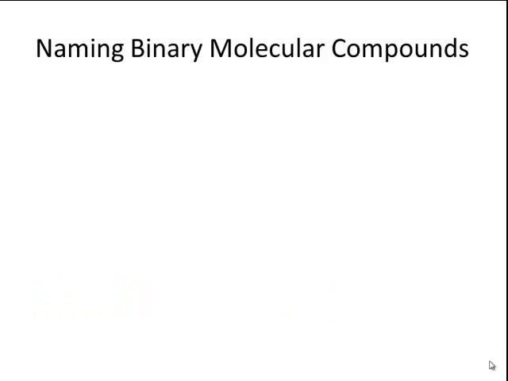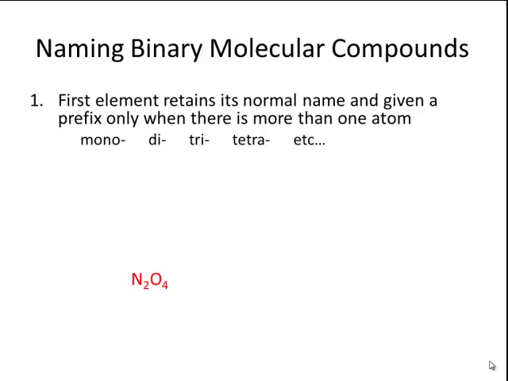Naming binary molecular compounds is a lot more simple than naming ionic compounds. Remember that molecular compounds are compounds that contain only nonmetals. So the first element in the binary compound is going to retain its normal name and is given a prefix, but it's only given a prefix if there's more than 1 atom. Now the prefixes that you use include mono for 1, di for 2, tri means 3, tetra means 4, penta means 5, and so on.